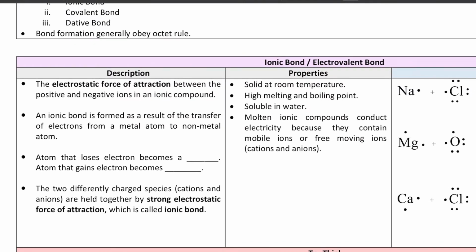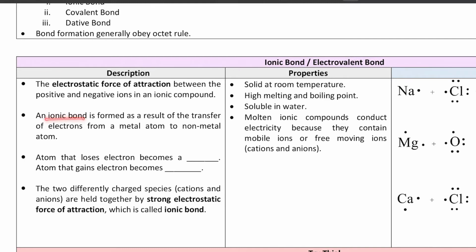Okay, so the electrostatic force of attraction between the positive and negative ion in an ionic compound. Okay, so what is ionic bond? Dia kata ionic bond adalah electrostatic force of attraction. That's mean ada attraction di antara positif dan negatif ion di dalam ionic compound. Okay, sebab kita memang dah tahu ionic compound ada yang charge positif, ada charge negatif. So, itu yang attracted to each other yang menghasilkan ionic bond.